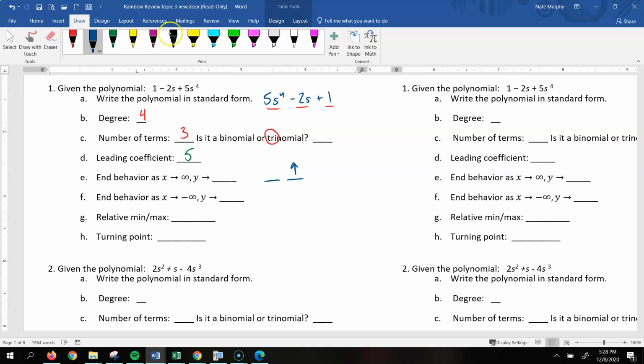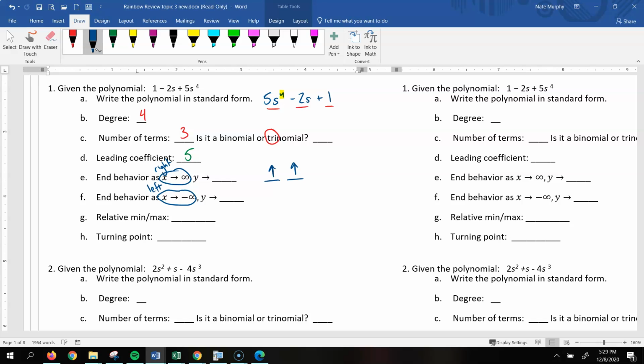And the fact that the degree is an even number, it's 4, means that the left side of the graph is going to go in the same direction. So if it's an even exponent, the left side goes in the same direction as the right side. If it's an odd exponent, the left side goes in the opposite direction. And the way that we describe this, if you're confused about all these symbols, remember that this is referring to the right side of the graph, and this is referring to the left side of the graph.